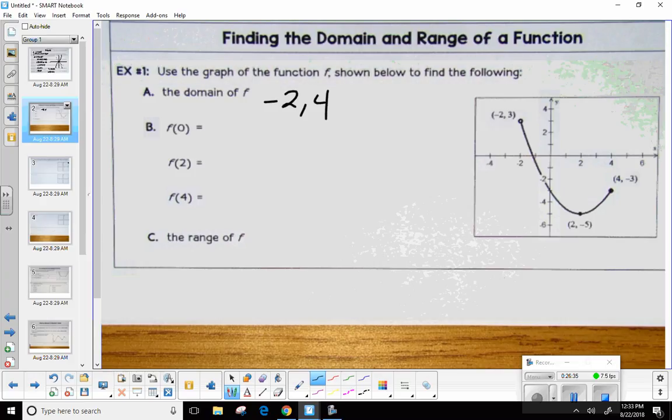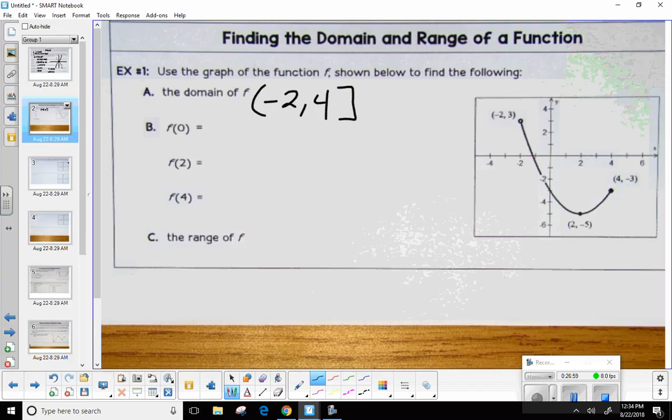How am I going to close that up? Parentheses and a bracket. How do I know that? There you go. This end right here has an open circle. This one has a closed circle. Very good. Now, if the domain is how wide, the range was how tall. So we're doing the same thing. You just go from bottom to the top.